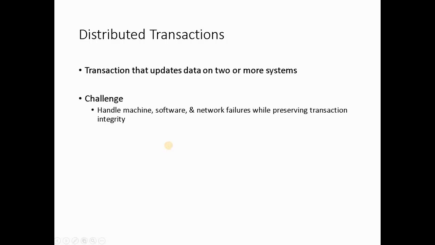Let's look at distributed transactions. A distributed transaction means a transaction may update two or more systems. I told you the data is distributed among multiple sites. So the challenge is, how do you handle machine, software, and network failures while preserving transaction integrity?